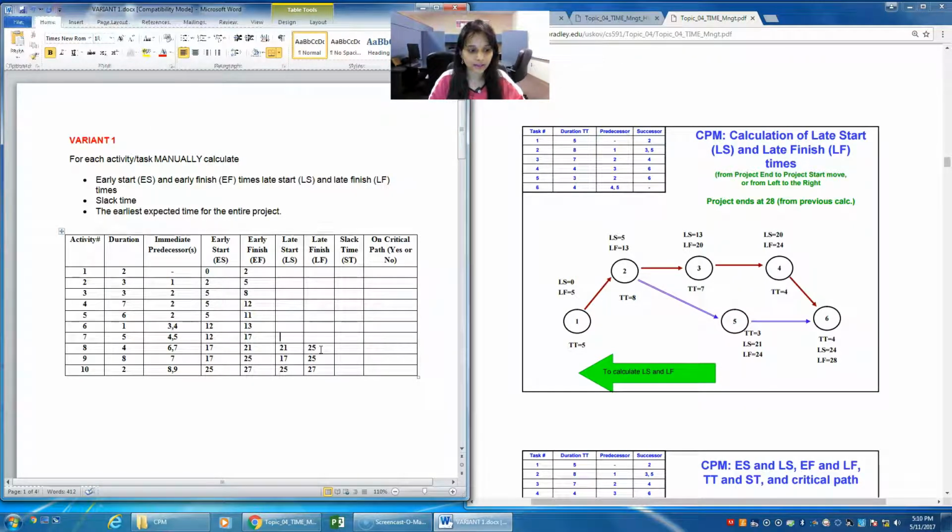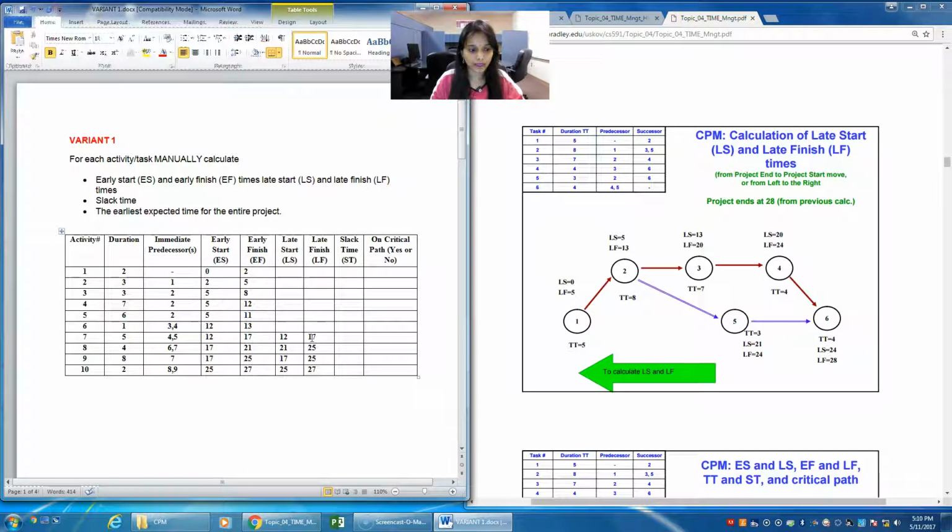And then for 7, if you look at it, 7 is a predecessor for two activities, for 8 and for 9. So in the case of late finish, we will be picking the lesser value. Of 8 and 9, the lesser late start value is 17. So 17 will be the late finish for 7. So you'll enter 17 here, and 17 minus 5 is nothing but 12.